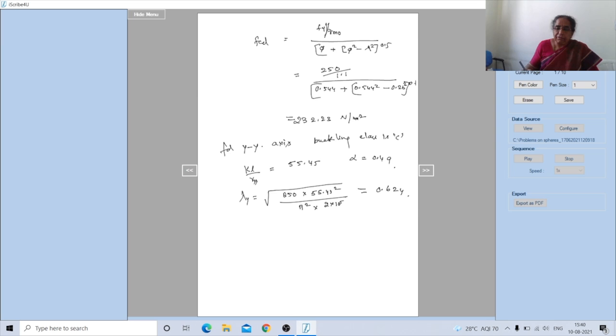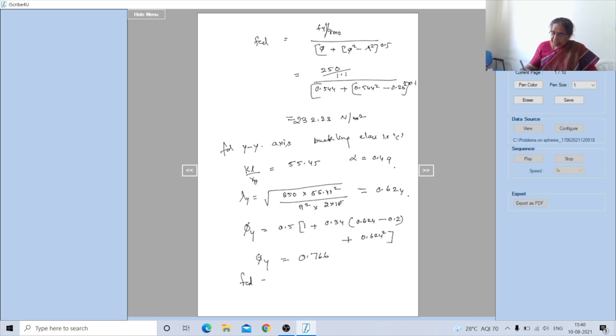Now I have to find the phi y value. Phi of y axis equal to 0.5 into 1 plus alpha, 0.49, into lambda y, that is 0.624 minus 0.2, plus lambda square, 0.624 square. So you get phi y as 0.766.